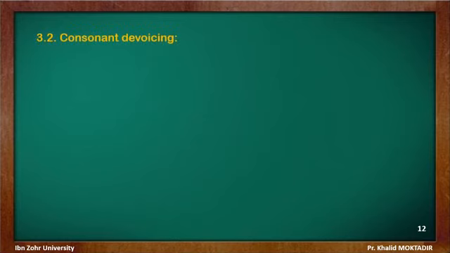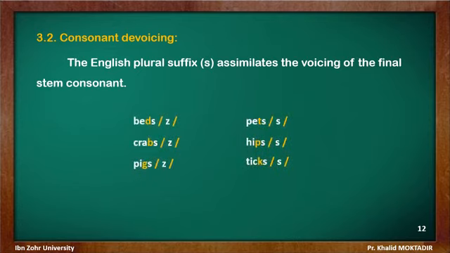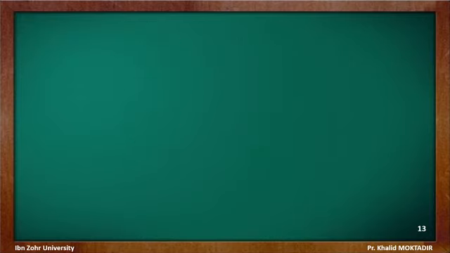We consider in the next slide another process where a consonant assimilates another consonant's feature. The English plural suffix "s" assimilates the voicing of the final stem consonant, as in the following examples. Look at how the plural S is pronounced Z after voiced stops and S after voiceless stops. In other words, it assimilates the voicing of the final consonant in the word. The next example comes from Yoruba, a language spoken in Nigeria.